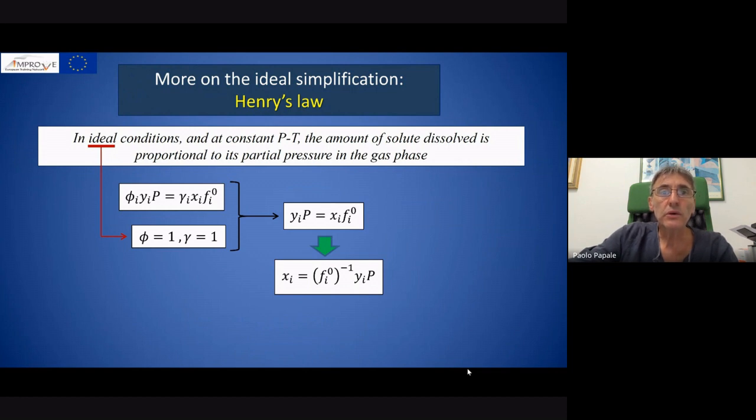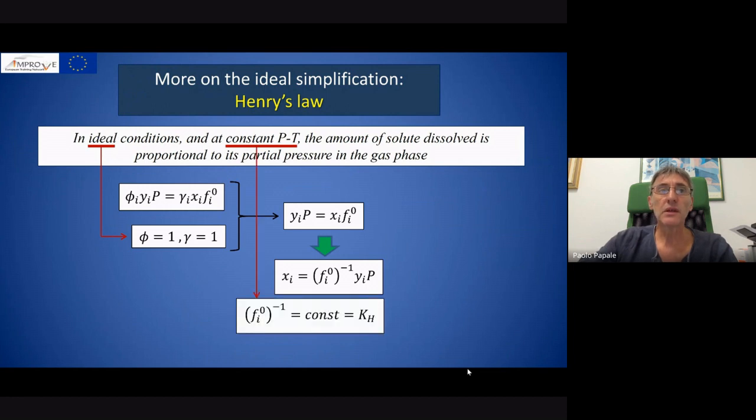Furthermore, Henry's law refers to constant pressure and temperature. We have analyzed in lesson 6 the reference fugacity of dissolved components and have seen that in general, and in the modeling that we have developed so far, the reference fugacity is a function of pressure and temperature. Thus, if pressure and temperature are constant, the reference fugacity is also constant, and so is its inverse. We can therefore treat the inverse of the reference fugacity as a constant, kh, in the equation at the bottom.